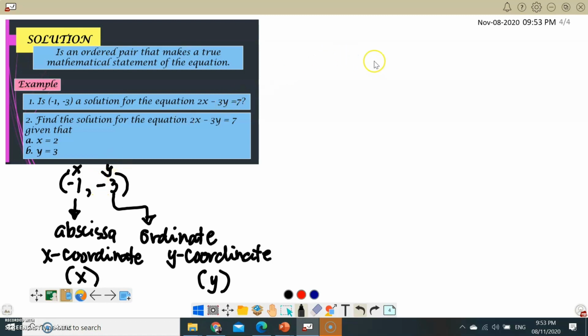So using the equation 2x minus 3y is equal to 7, we substitute the values of x and y. So what is the value of x? You have there negative 1. The value of y is equal to negative 3. Is it equal to positive 7? So 2 multiplied by negative 1 minus 3 multiplied by negative 3. Is it equal to 7?